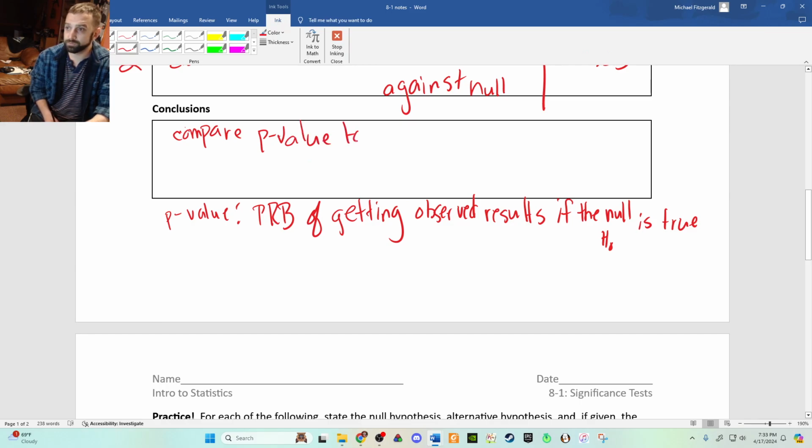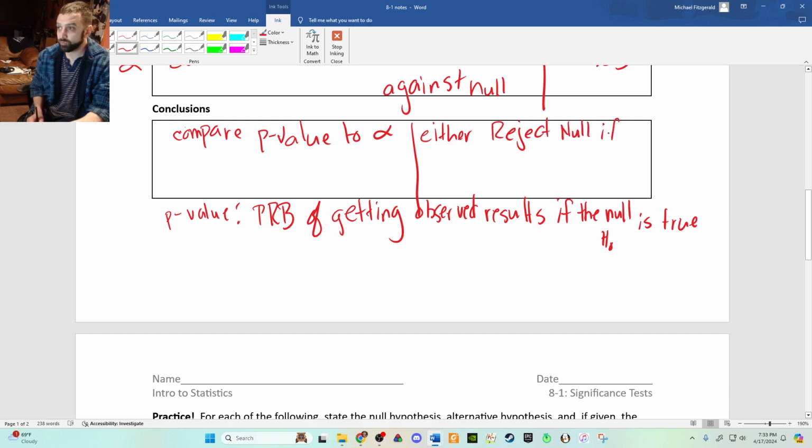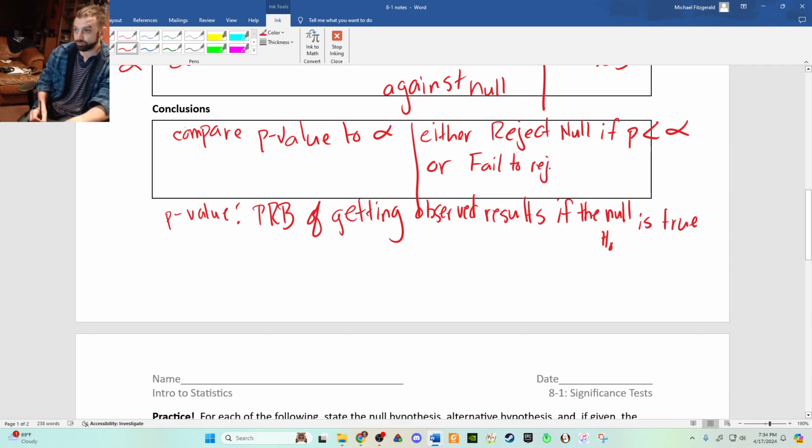Compare the p-value to alpha. If you remember how conclusions are made from the other day, we'd say we either have evidence against it or we lack evidence against it. So we either reject the null if the p-value is less than this alpha, or we fail to reject the null if the p-value is greater than or equal to alpha.